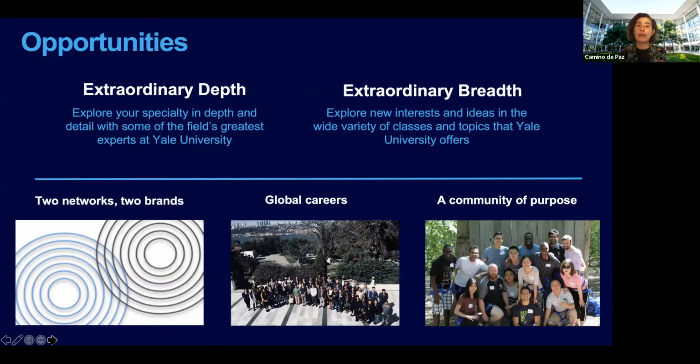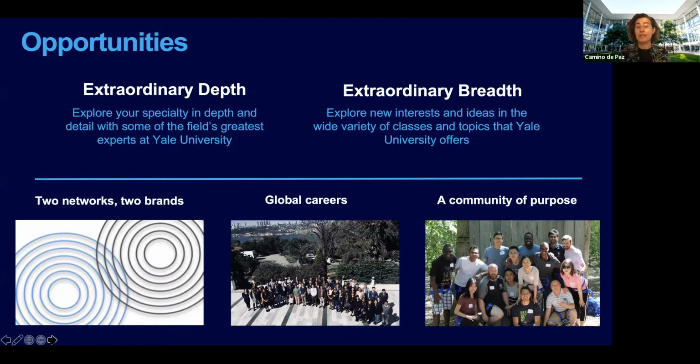So this would allow you to have two networks and two brands. Again, the brand and the network of your current institution, your current global network school, and then the network and brand of Yale SOM.